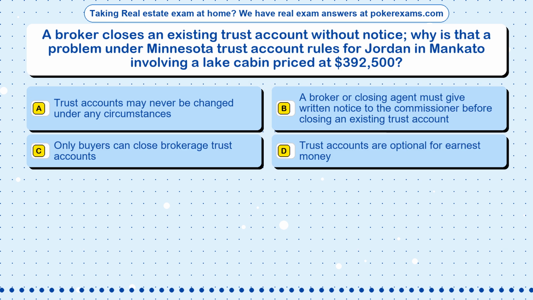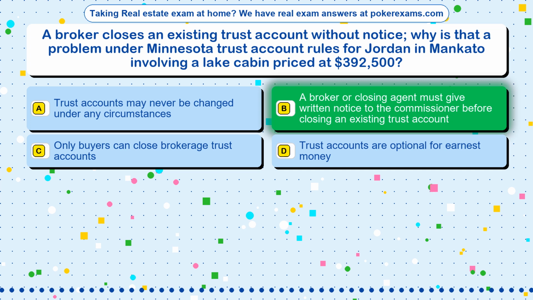Question 18. A broker closes an existing trust account without notice. Why is that a problem under Minnesota trust account rules for Jordan and Mankato involving a lake cabin priced at $392,500? Option A, trust accounts may never be changed under any circumstances. Option B, a broker or closing agent must give written notice to the commissioner before closing an existing trust account. Option C, only buyers can close brokerage trust accounts. Option D, trust accounts are optional for earnest money.